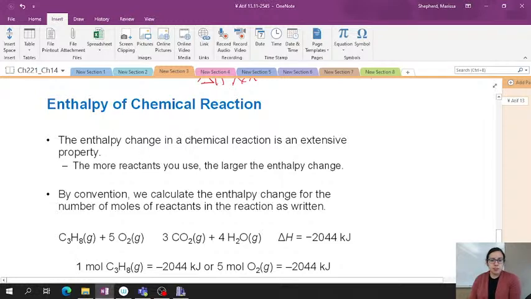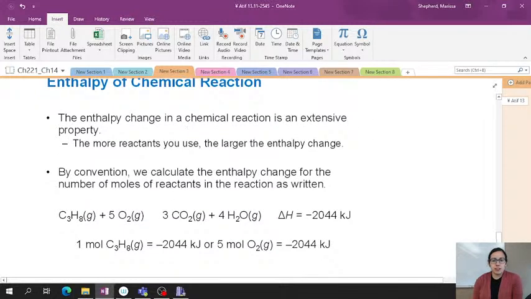Again, enthalpy change in a chemical reaction is an extensive property, so it depends on the amount. The more reactants we use, the larger the enthalpy change. You saw that in lab with your little magnesium and dissolving it. That's why we also use a small amount.